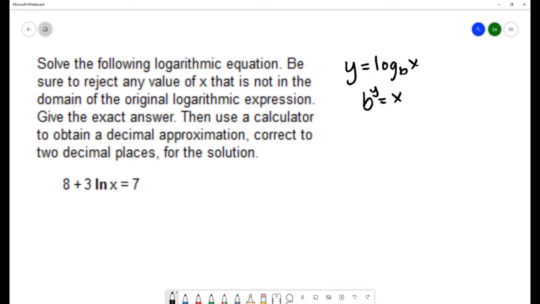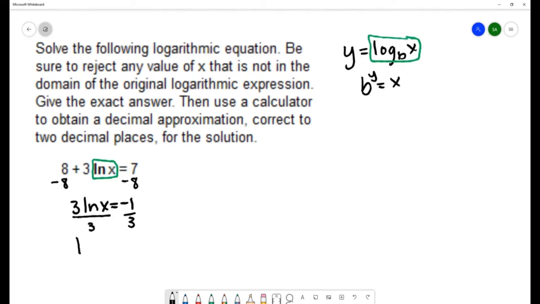I do have a couple issues here in that in my definition, log is the only thing on one side of the equation. So I need to get this equation so that the log is isolated first. So I would subtract 8 on both sides, and that would give 3 natural log of x equals negative 1. Then I would divide by 3 on both sides and get natural log of x equals negative 1/3.